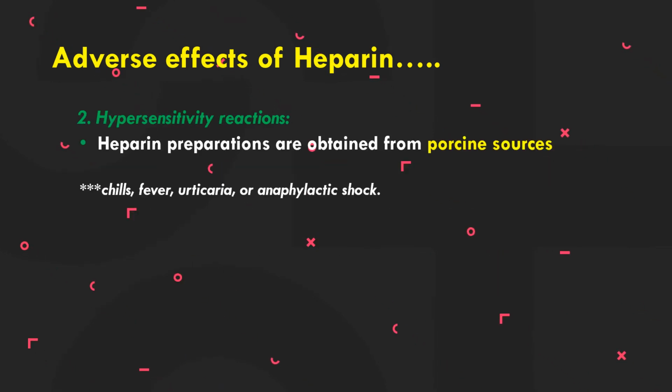So the next adverse effect of heparin is hypersensitivity reaction, and since it is obtained from animal sources, it leads to hypersensitivity reactions like chills, fever, urticaria or anaphylactic shock. So students, here anaphylactic shock is another important question which can be asked in your MCQ or any short question. What is the treatment of anaphylactic shock? Anaphylactic shock is basically type 1 hypersensitivity. In hypersensitivity, what mediator is released? Histamine is released. So how do you antagonize the effect of histamine?